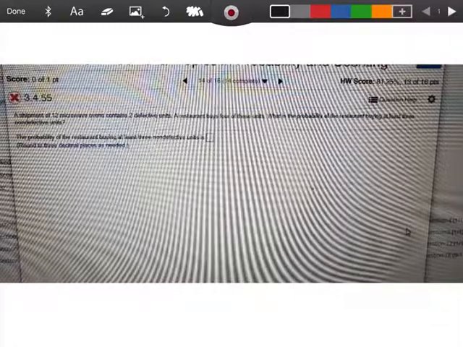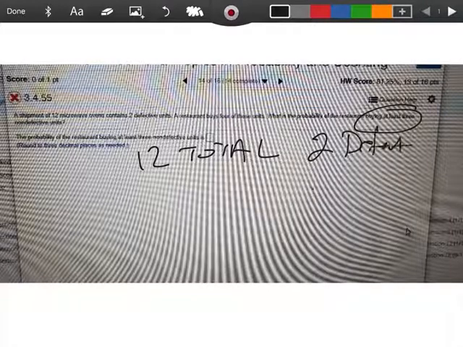What's the probability of the restaurant buying at least 3 non-defective units? Okay, so we want to buy at least 3 non-defective. So if we have a total of 12, that's my total. And we know that 2 of them are defective. That means that the other 10 are not defective, right?